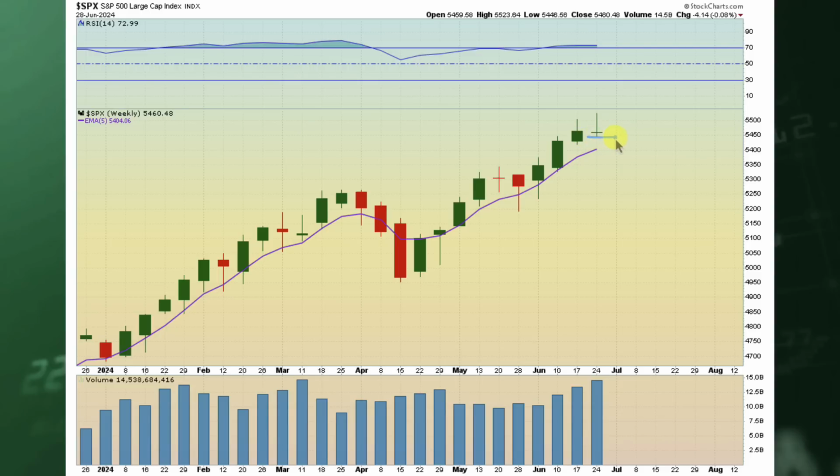So if we start to break the low of that, it could confirm that we can come to reconnect with the weekly 5 EMA, which is roughly at about 5,400. But be aware that we're still above a rising weekly 5 EMA there too as well.